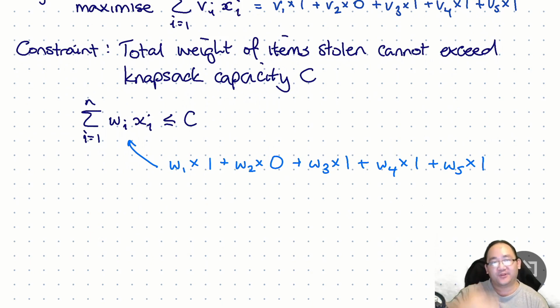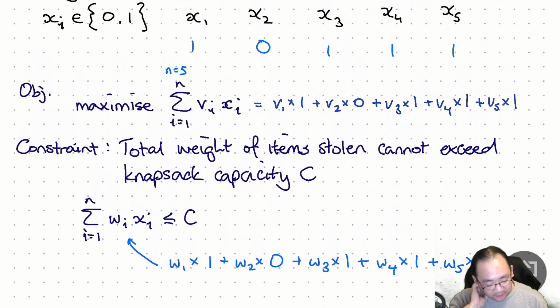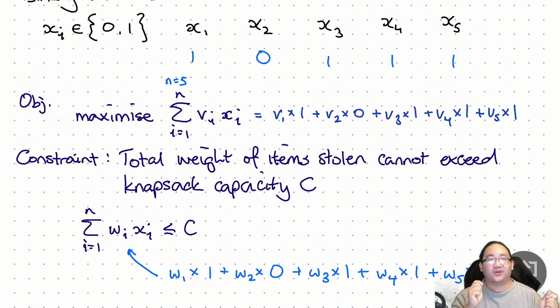You can see once again that because weight 2 is multiplied by 0, we are excluding weight 2 from that particular consideration. This is effectively the power of binary variables, in that it allows us to include the possibility of just saying, do we include something or do we not include something? And that is effectively literally the only difference between mixed integer linear programming and linear programming.